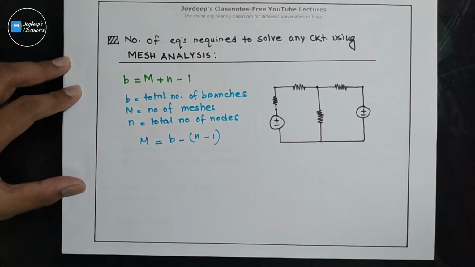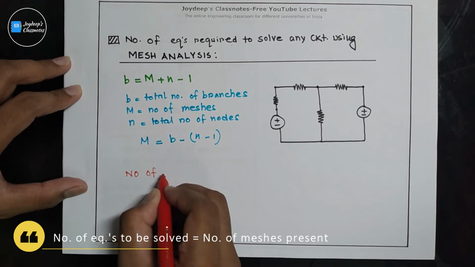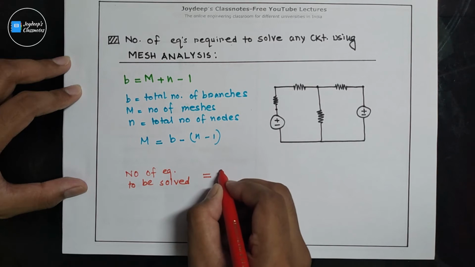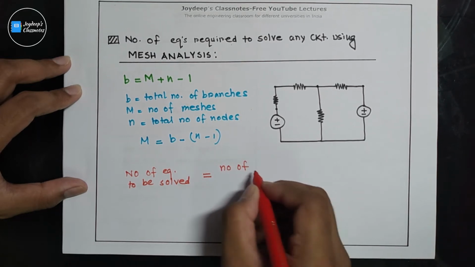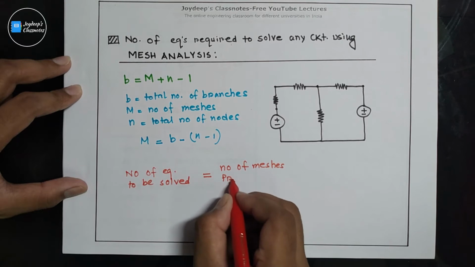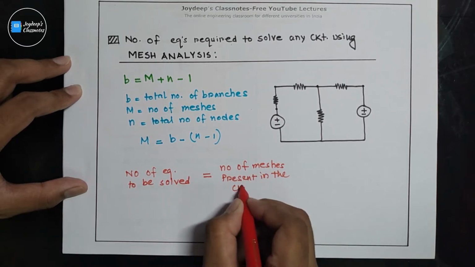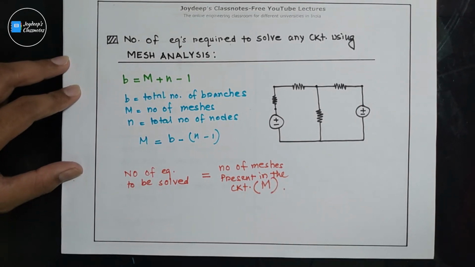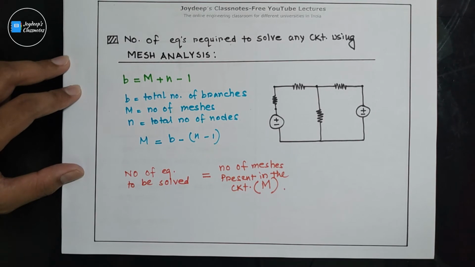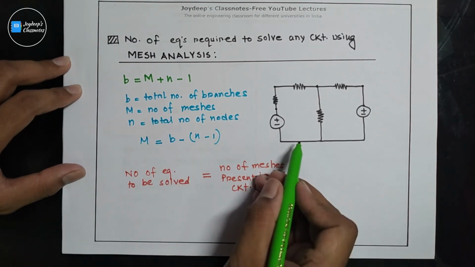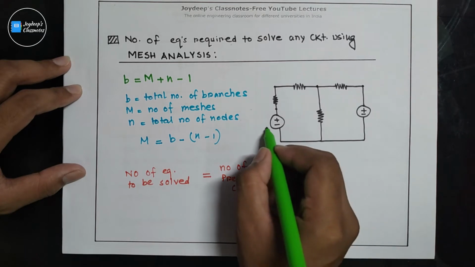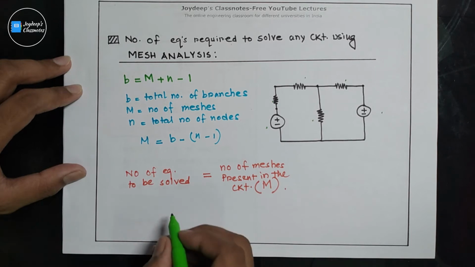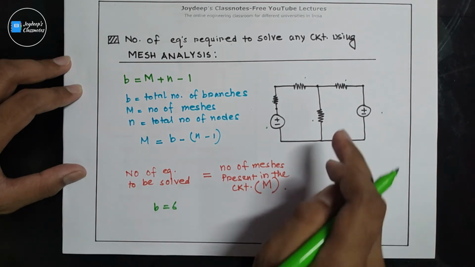Another thing, the number of equations to be solved is equal to the number of meshes present in the circuit, that is M. Now let's take this circuit for example. B is the total number of branches. How many branches? 1, 2, 3, 4, 5, 6. So B is equal to 6 for this circuit.